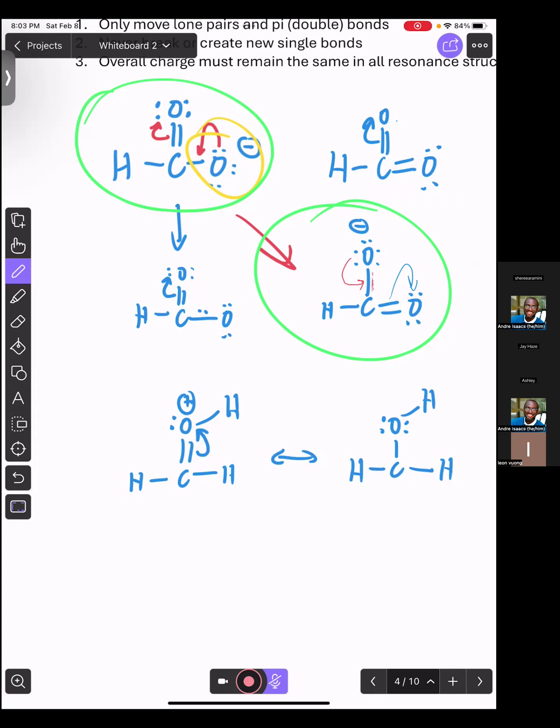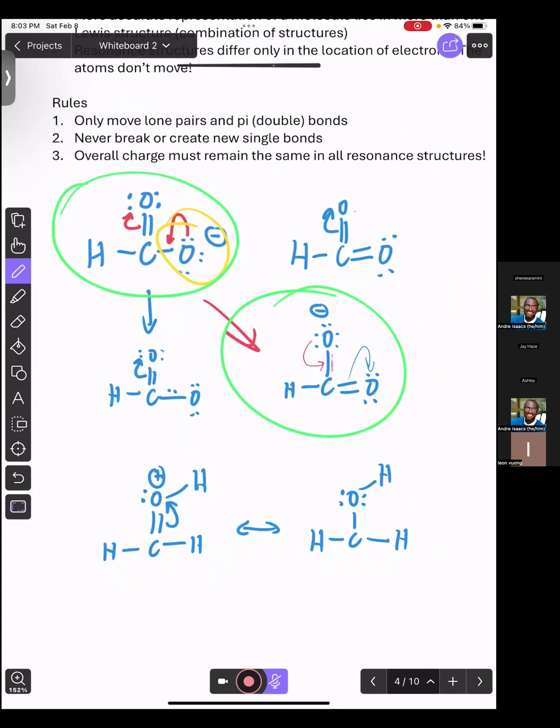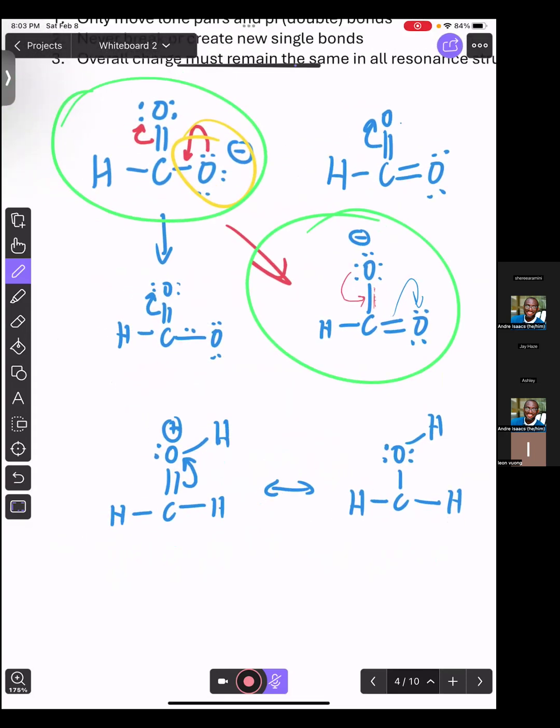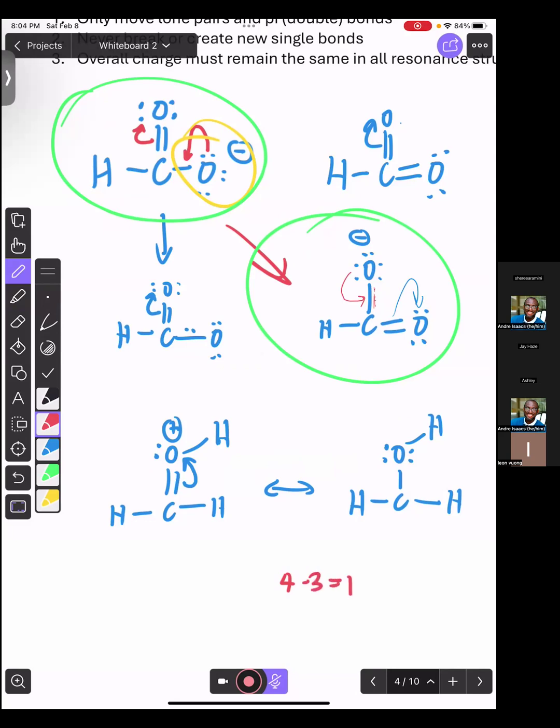Now let's evaluate if anything has a charge, because remember I told you in the third bullet point that the overall charge must remain the same in all resonance structures. So let's go through. Is any atom unhappy in this molecule? Yes, the oxygen has 8 electrons and is neutral. The carbon needs a charge. The carbon only has 3 bonds, which based off our math, valence minus the sticks, 3 sticks, must mean that the carbon has a positive 1 charge.